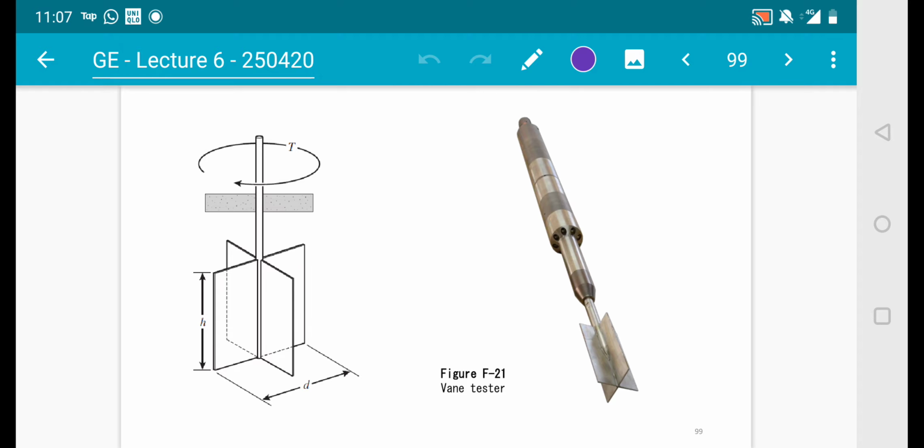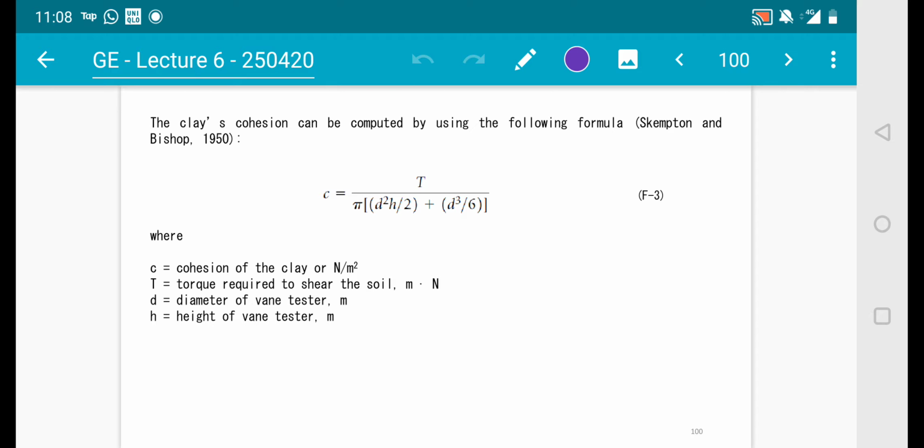Let's see the basic concept. This is the vane test equipment. You know that you're going back to mechanics of materials, where you apply a torsional movement and you're able to know the strength. It's a similar concept with this one also. You apply a torsion effect, and then the resistance will indicate the shear strength of the clay sample. This is a formulation which has been established by Skempton and Bishop in 1950.